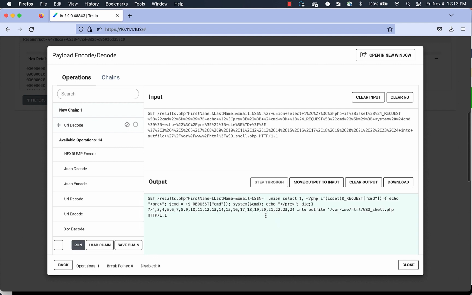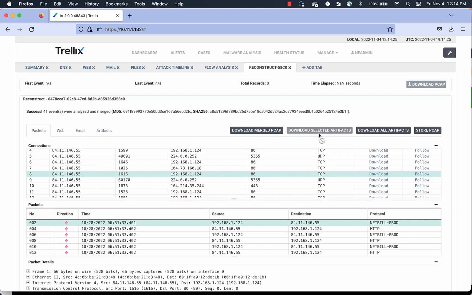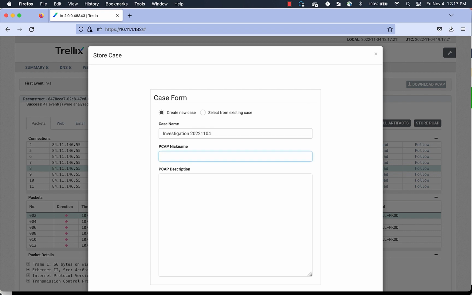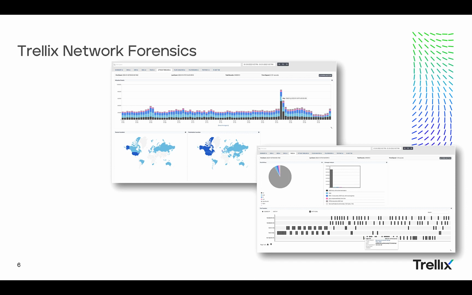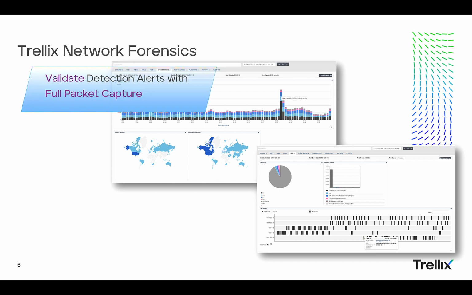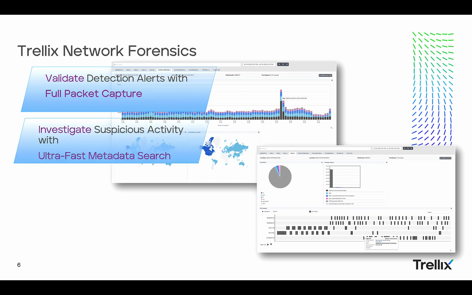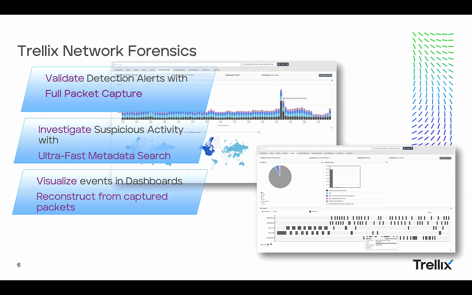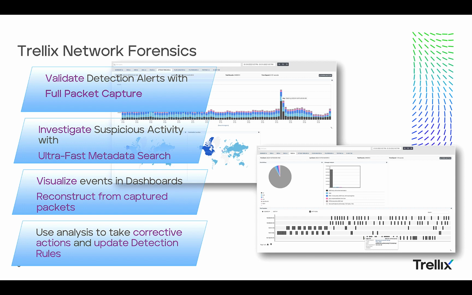Analysts can then create cases containing investigation notes and related packets to track their activity and transition to the next analyst or team. So as we've shown, the Trellix Network Forensic Solution provides the tools your team needs to quickly and efficiently validate alerts from your detection devices, investigate suspicious activity with ultra-fast metadata search, visualize events in dashboard views, and reconstruct sessions from captured packets, and use analysis gathered to take corrective action.